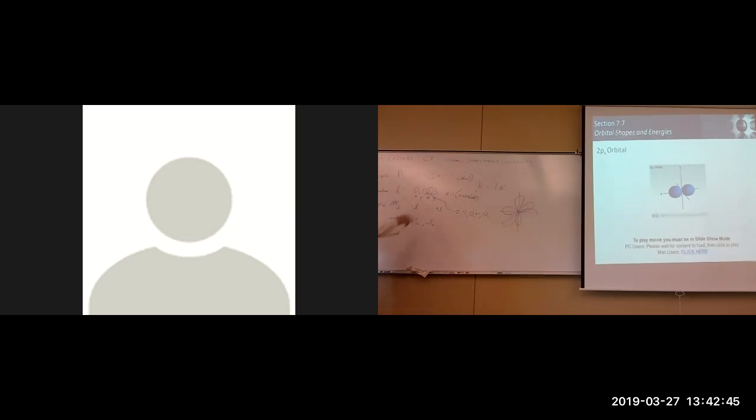And of course, each one of these can have two electrons in it. So for the P orbital, you can have 1, 2, 3 orbitals, 2, 4, 6 electrons. Okay? P orbitals are being filled over here, right? 1, 2, 3, 4, 5, 6. We're filling the P orbitals over here. That's why they're 6.